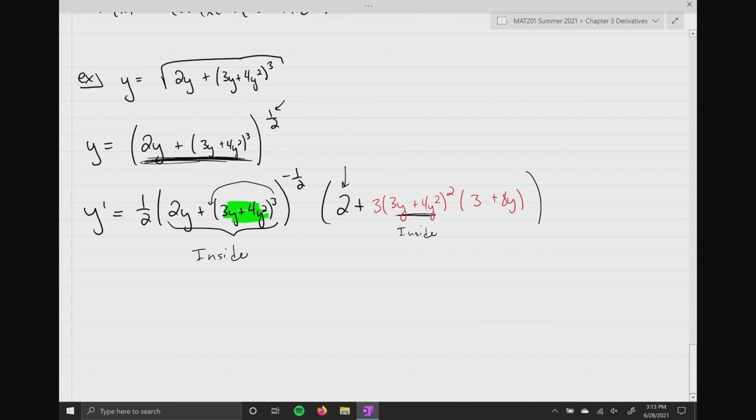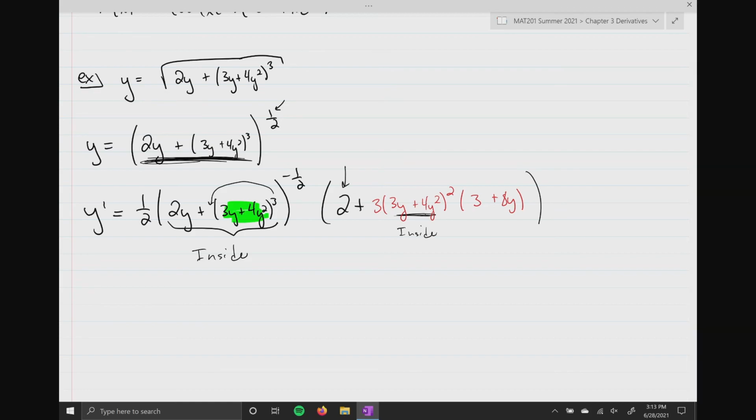Now, with a situation like this, I would not simplify it at all. I mean, you can if you wanted to. It's really not that difficult. But it's a lot. So I would just leave it like this. Okay? So that's going to be it for the chain rule. If you have any questions, please do not hesitate to ask.